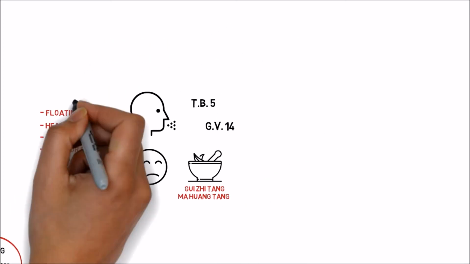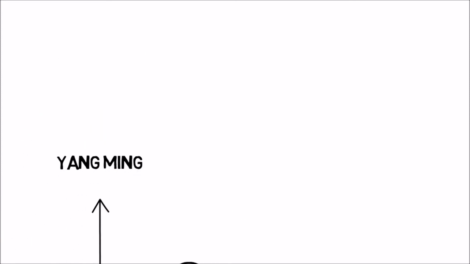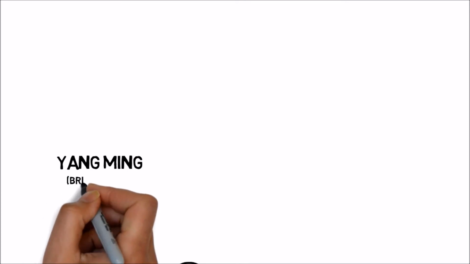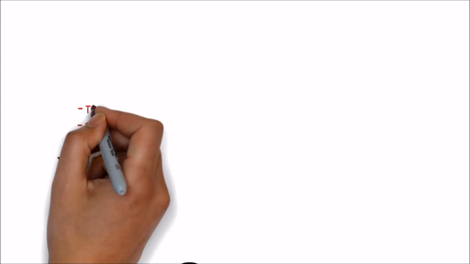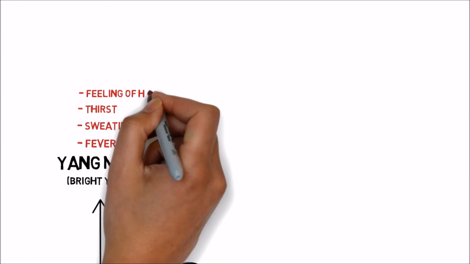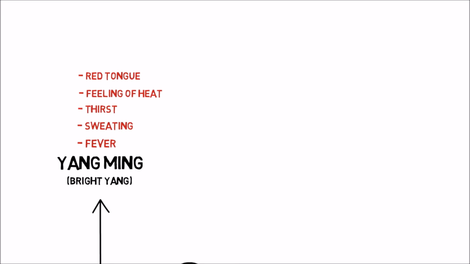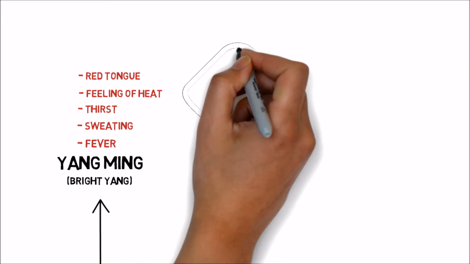On to the second stage, which is called Bright Yang. Unfortunately, you didn't manage to expel the cold, so now it has become interior and transformed into heat. Symptoms can include high fever, sweating, thirst, a feeling of heat, and a red tongue with yellow coating. The treatment principle in this stage is to clear heat.